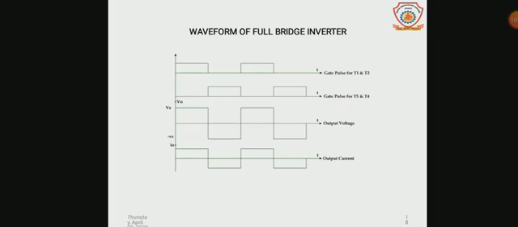This is the final waveform of full bridge inverter, where the topmost waveform represents the output when the transistors Q1 and Q2 are in conduction mode. The second waveform is the output when the transistors Q3 and Q4 are in conduction mode. The third waveform represents the output voltage, and the last waveform represents the output current.